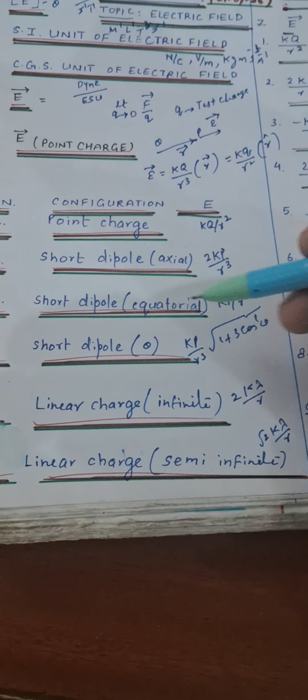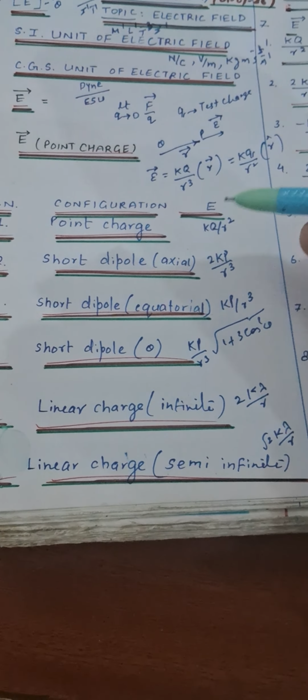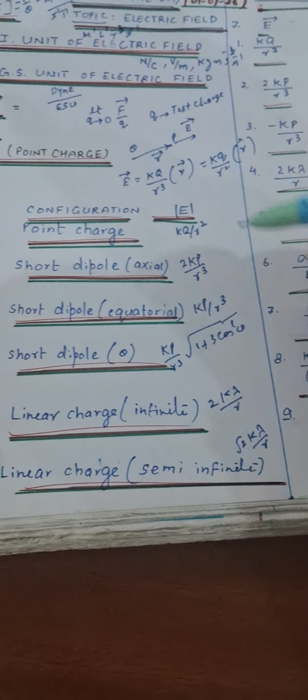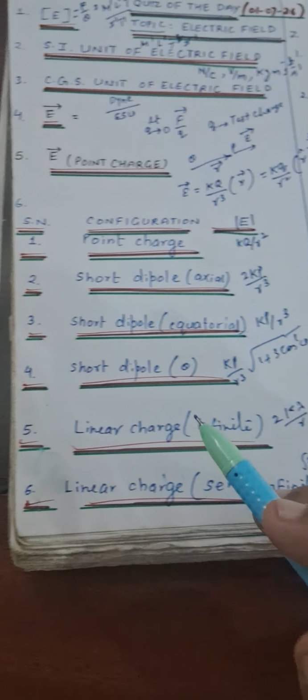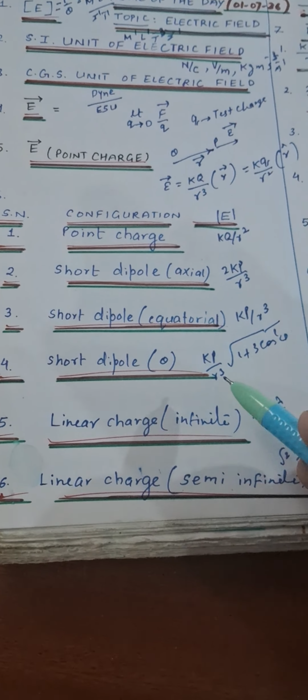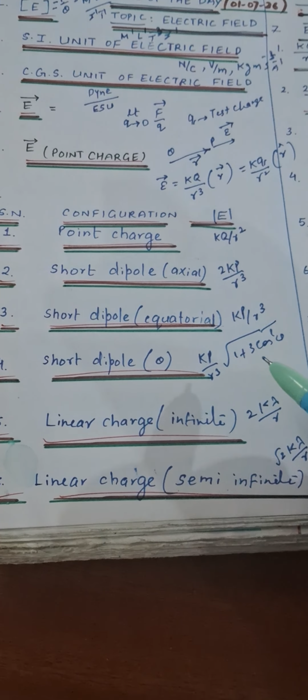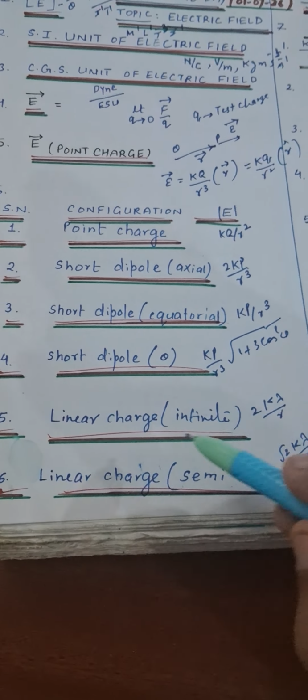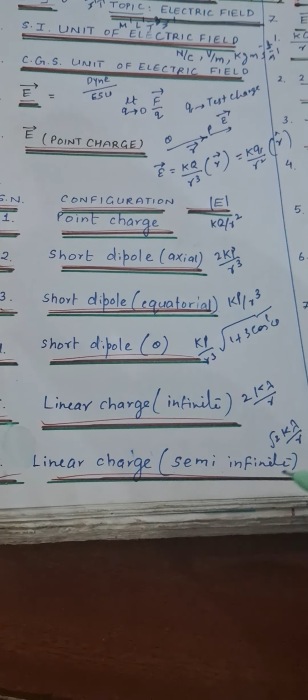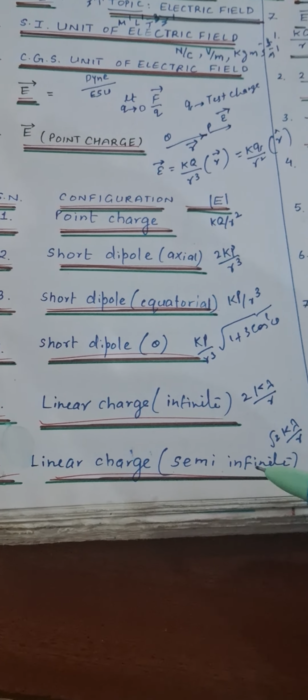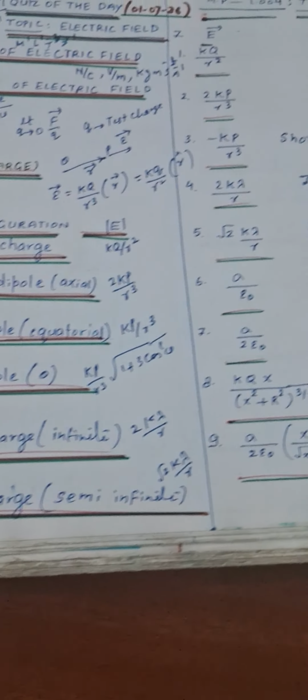For a short dipole along equatorial position, we are here referring to the magnitude of electric field. So it's kp by r cube. For a short dipole at an angle theta, it is kp by r cube root under 1 plus 3 cos square theta. For an infinite line charge, it's 2k lambda by r. For a semi-infinite, it is root 2 k lambda by r.